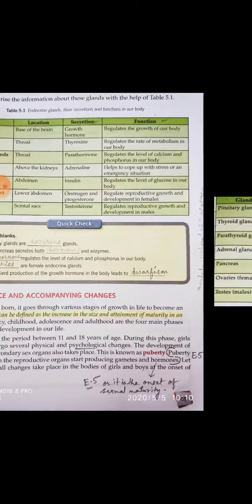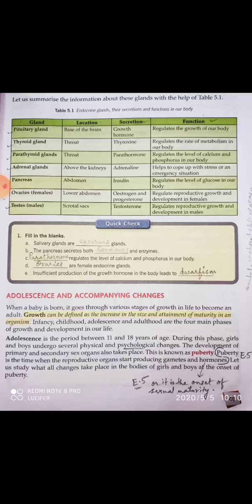Now let us study adolescence and accompanying changes. When a baby is born, it goes through various stages of growth in life to become an adult. Thus, growth can be defined as the increase in the size and attainment of maturity in an organism. Infancy, childhood, adolescence and adulthood are the four main phases of growth and development in our life.